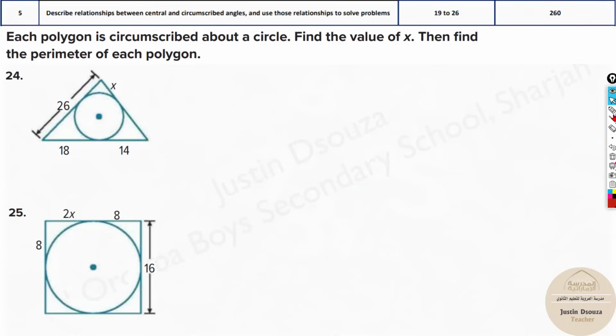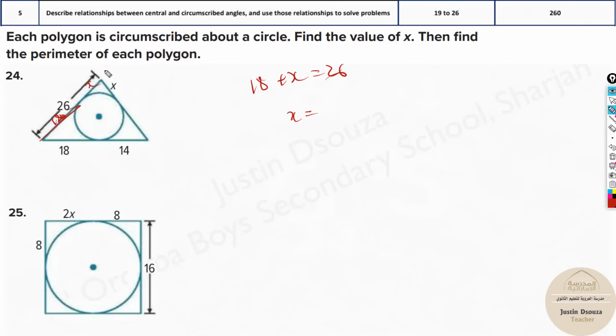What about these problems? Here, again, we need to find the perimeter, but they have also given an x value, an unknown value. So what you can do is, we know this is 18. This is 18 over here. This is x, so this is x. We can tell 18 plus x is equal to 26. So x is how much?